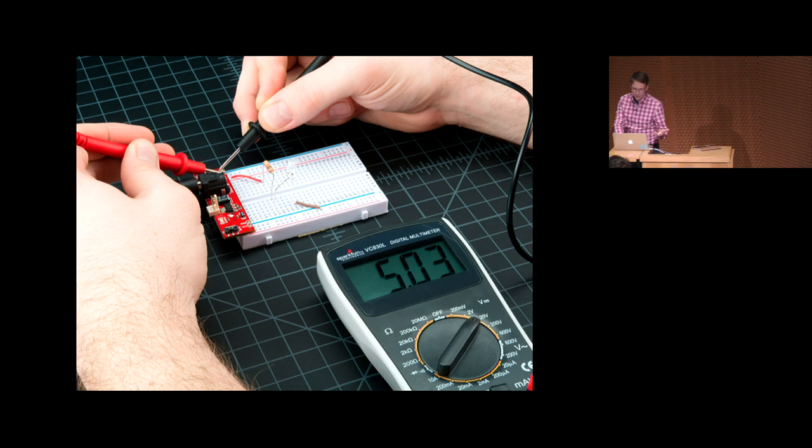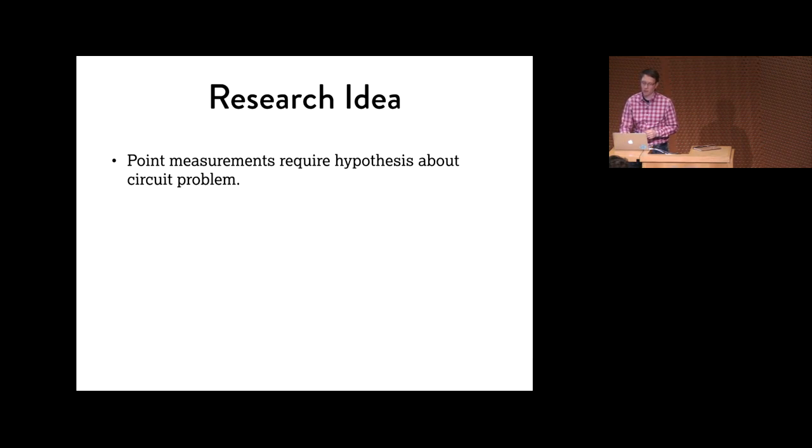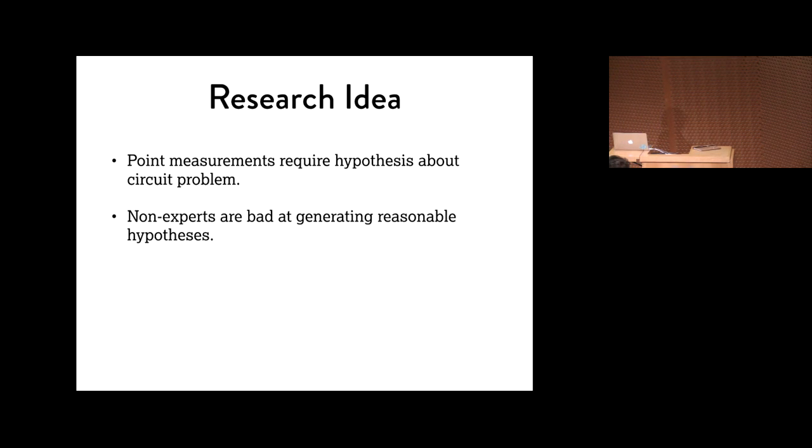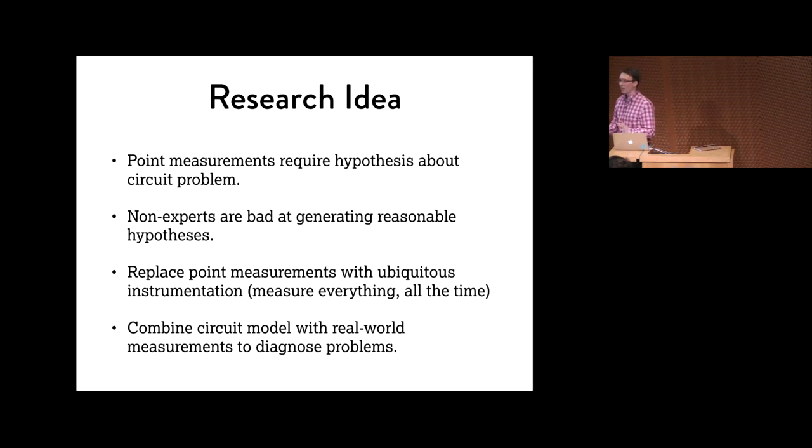So how do you examine? Well, you break out the multimeter and you take a point measurement. Or maybe you take out the scope and you take a point measurement, but over time. A research idea is that point measurements require that you have a hypothesis about what the problem is. We know from studies that non-experts are bad at generating reasonable hypotheses. That is a skill that is acquired. So how about we replace point measurement with ubiquitous instrumentation, where we measure everything all the time, and then combine some model of the circuit with the real-world measurements to diagnose and suggest where problems might lie.